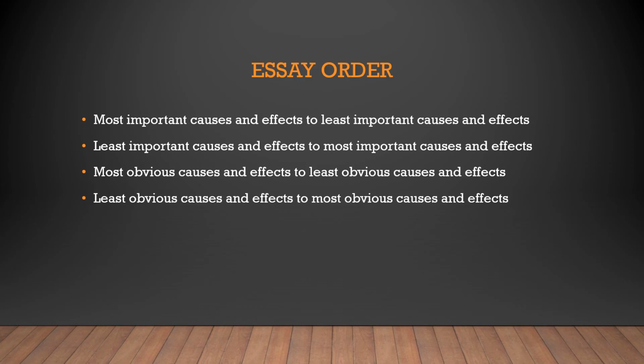There are 4 different ways in which you can organize and write your essay. You can do it from most important causes and effects to least important causes and effects, or least important causes and effects to most important causes and effects. If you're writing about something maybe more abstract or off the beaten path, you might write most obvious causes and effects to least obvious causes and effects, or least obvious causes and effects to most obvious causes and effects.